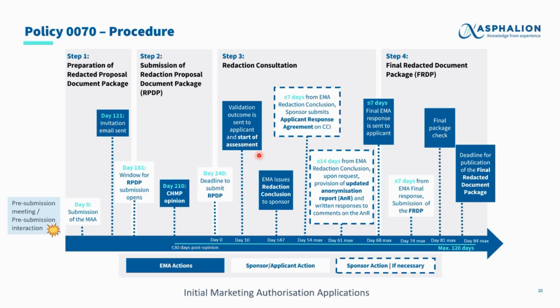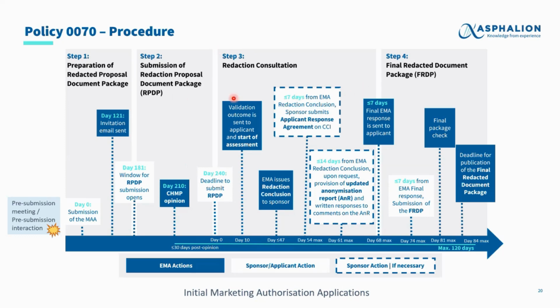Okay, and this is the full timeline for the Policy 70 procedure. There are a lot of steps, but just to summarize, there is the option to have a pre-submission meeting, or to discuss this topic in a pre-submission interaction with the EMA. Then, well, this is a timeline for a new marketing authorization application. For this procedure, the applicant will receive an invitation email to follow Policy 70 by day 121. Then afterwards, between 30 days before and after the CHMP opinion, the applicant should submit the redaction proposal document package.